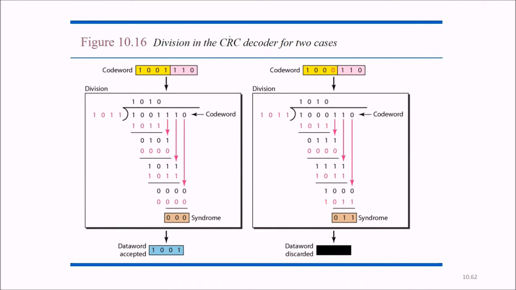This is the division in the CRC decoder. Now that was the previous. Now we are coming to the decoder. Now what code word do we have? We have 1001110, which we just added. The other is 1000110. So the bit that is 0 is the bit where the problem is. Now we again use this 1011 which we employed in the division earlier in both the cases. And we see that the division has created syndrome 0. As the syndrome is 000, we accept the data word. But as in the second case, the syndrome is 011, we will discard the data word. This is how it is done.